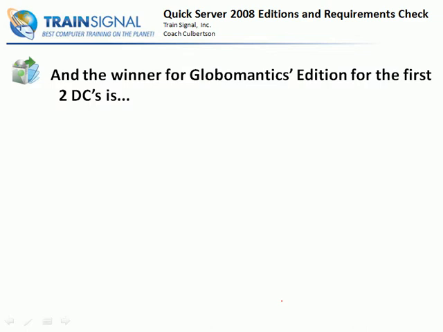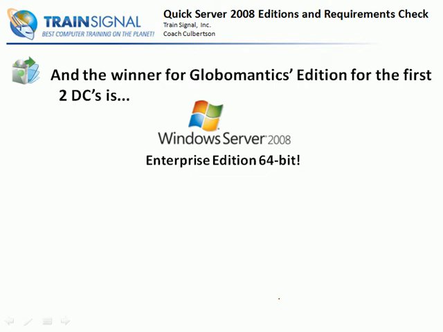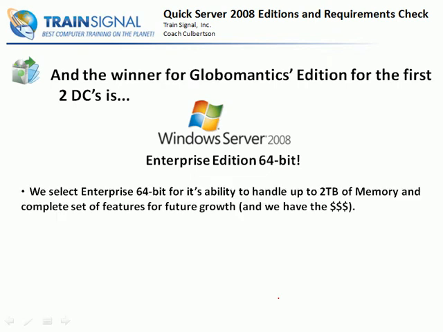Now we need to stop and think, which edition are we going to use for our first 2 domain controllers? The one that we're selecting is Enterprise Edition 64-bit. Now let me tell you why we're picking that one. We're going to pick this one because it can handle up to 2 terabytes of memory. When we're talking about planning a network, we also have to think about the future. We can't just think about what we need right now. That's important, but you have to think, are we going to get large very quickly? Can we grow slowly? What we're really thinking with this one is that if we can get up to 2 terabytes of memory, we have enough room with which to grow.